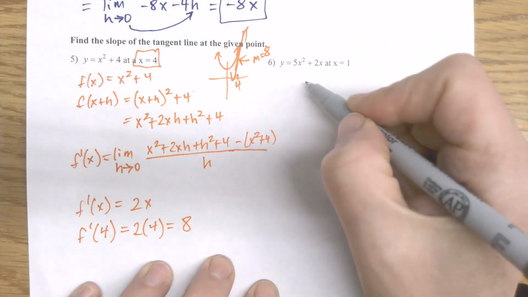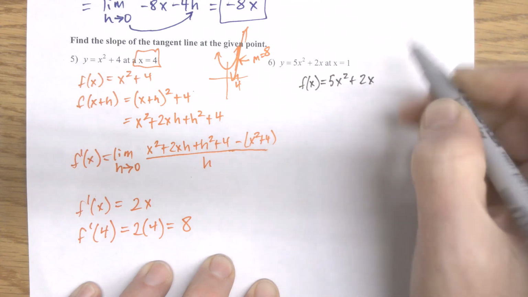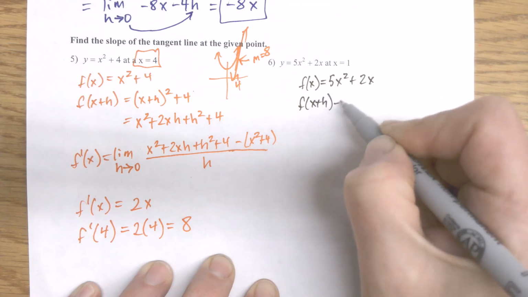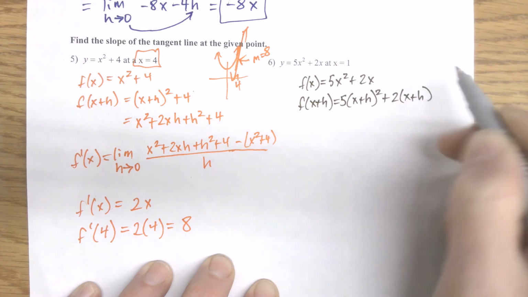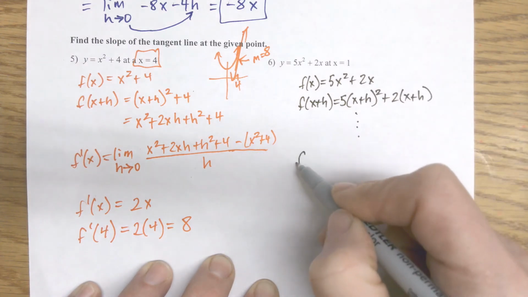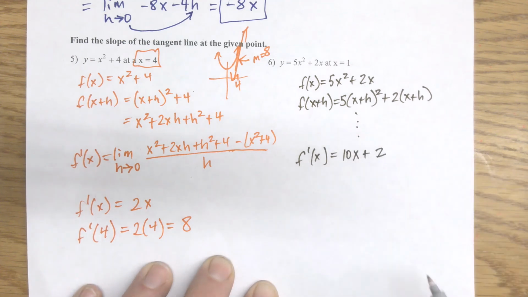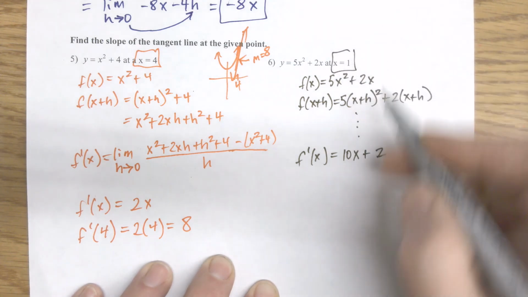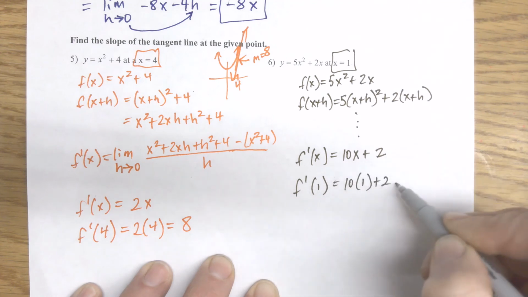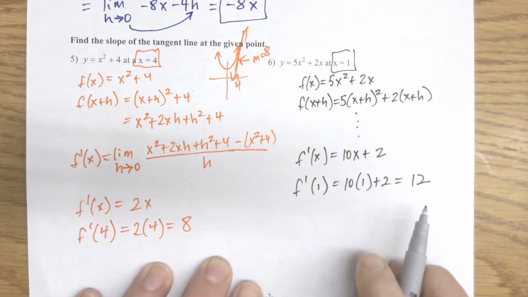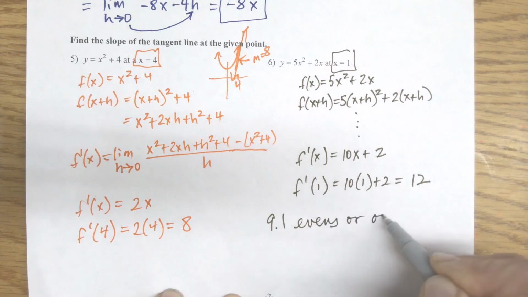Alright, again, welcome back. You should have gone through that process. f of x is 5x squared plus 2x, and f of x plus h is 5 times (x plus h) squared plus 2 times (x plus h). Go through your whole process. If done correctly, your first derivative should be 10x plus 2, and we're interested in the first derivative at 1, so f prime of 1 is 10 times 1 plus 2, or 12.